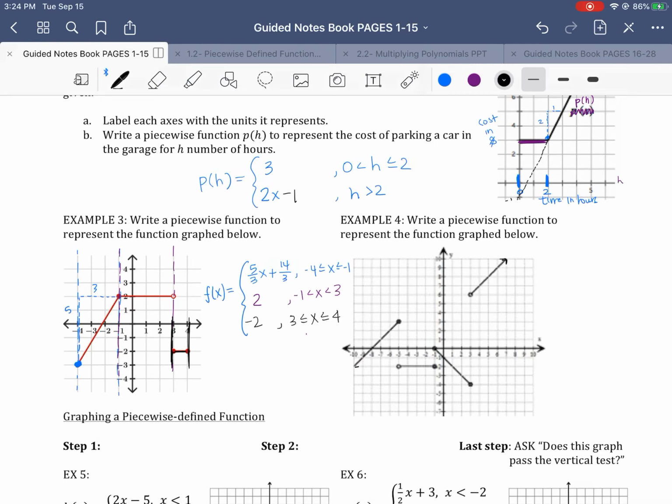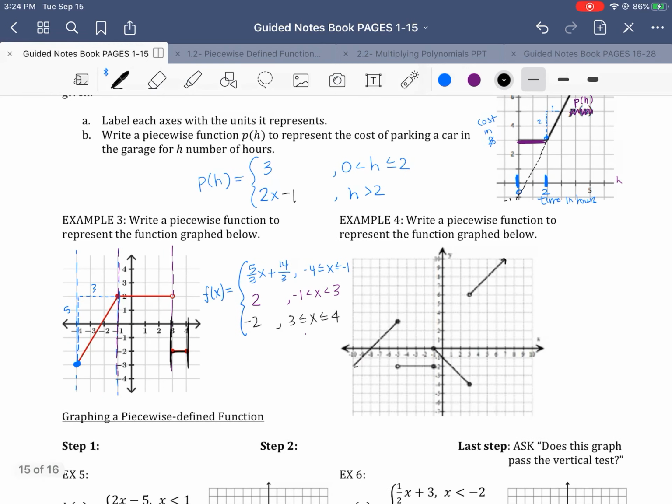Let me do one more of those. Again, the one you have in your guided notes book might be a little bit different. This is one that we kind of glued in. But essentially it's the same idea. So again, this one has 4 pieces. I'm going to move over just a little bit. So let's just walk through doing those same things.